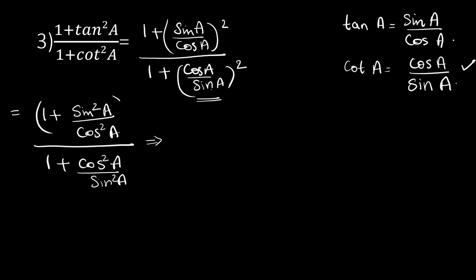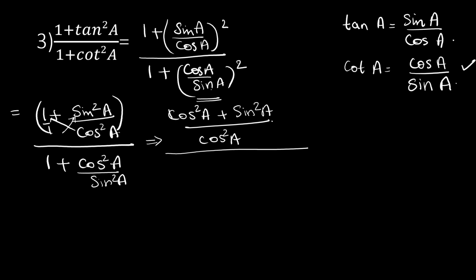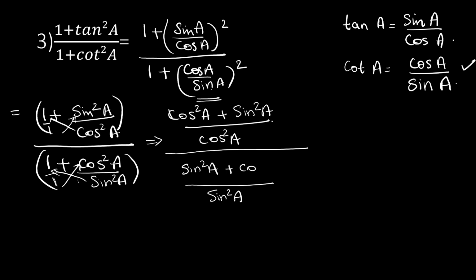Now we will see the numerator. This is 1 plus sin square A by cos square A. The LCM is cos square A. Now we will add: 1 into cos square A, that is cos square A, plus 1 into sin square A, that is sin square A, divided by cos square A. Now the denominator, 1 plus cos square A by sin square A. The LCM will be sin square A. 1 into sin square A, that is sin square A, plus 1 into cos square A, that is cos square A.